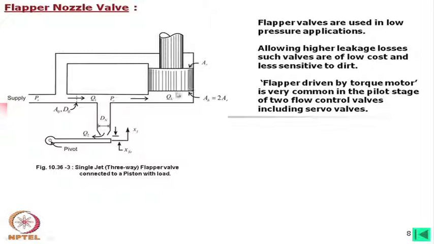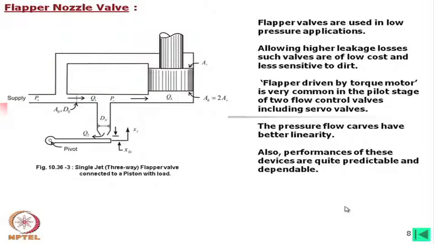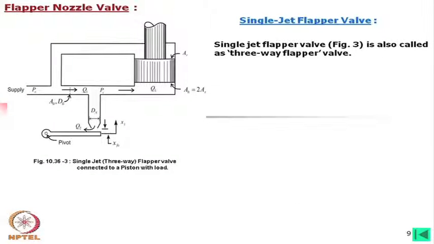Here also we have taken this cylinder with the same 1:2 ratio. The pressure flow curves have better linearity. Also, the performance of these devices is quite predictable and dependable. Now, we shall consider the analysis of a single jet flapper valve. It is also sometimes called the three-way flapper valve, because of this principle. The same principle we have seen is used for the spool valve also.